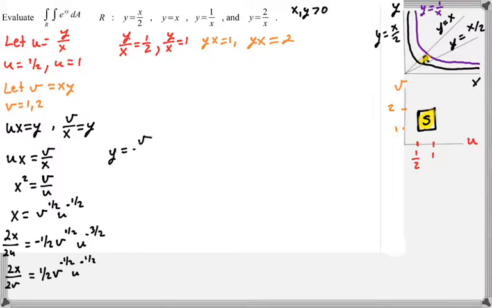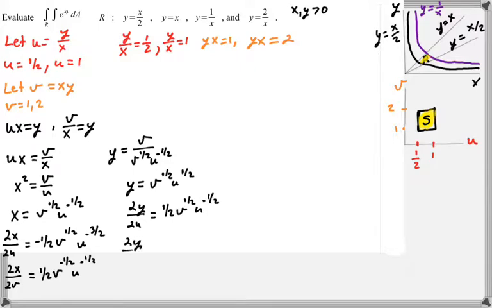Now y is equal to v over x, and x we determined was v to the 1/2, u to the negative 1/2. So this means that y is equal to v to the 1/2, u to the 1/2. So partial of y with respect to u is going to be 1/2 v to the 1/2, u to the negative 1/2. Partial of y with respect to v is going to be 1/2 v to the negative 1/2, u to the 1/2. So let's go do our Jacobian.